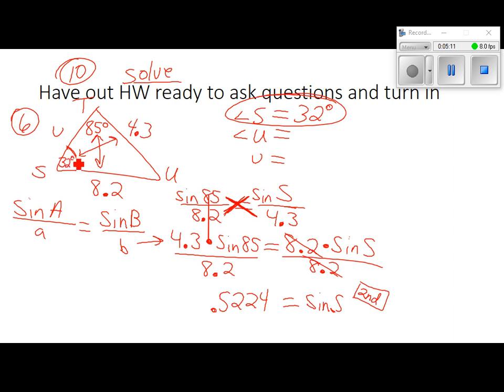Are we finished with that problem? No. Now we have to find the other angle and the other side, right? What's the easiest one to find next? The angle. How are you going to find the angle? 180 minus 117. All right, so you add these two and subtract it from 180. What do you come up with? 63. So that's that angle right there. So angle U is 63 degrees.